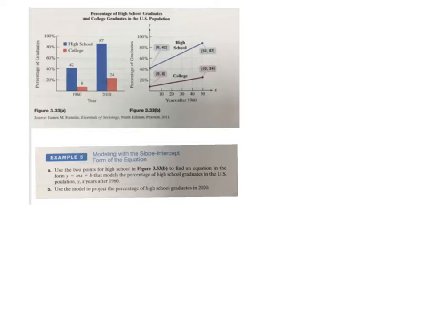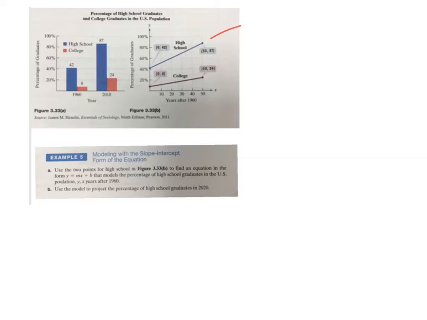So now we're going to model. We're going to look at this word problem, and we want to use the 2 points on the high school one, so we're going to use this one to write an equation. So we need to find the slope and the intercept. So we're going to find the slope of this equation.